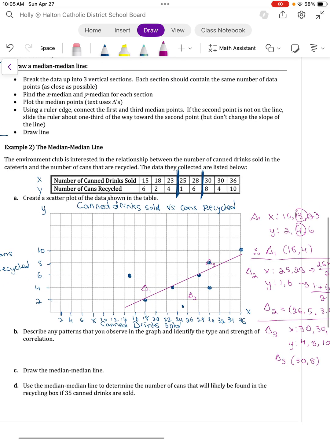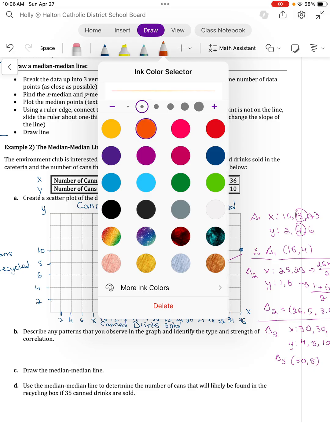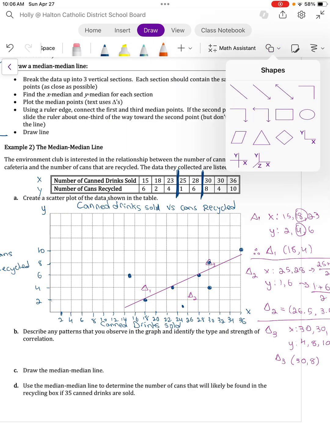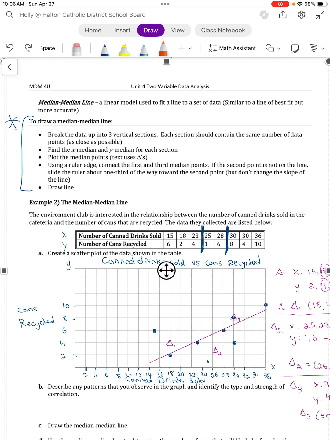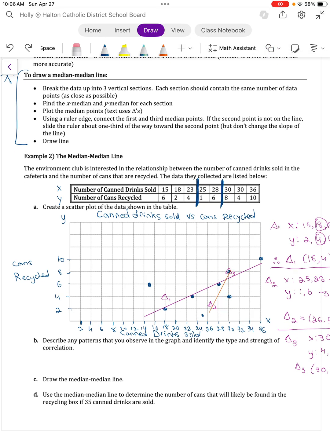So we just found the medians for each section of the x's and the y's. Those give me the points for delta 1, 2, and 3, median 1, 2, and 3. I plot the medians using the triangles, that's delta. Use a ruler edge, and it's hard not to be able to use a ruler here, but I'm going to change my color. I don't have a ruler, so I'm going to do my best to connect the first and third median points.